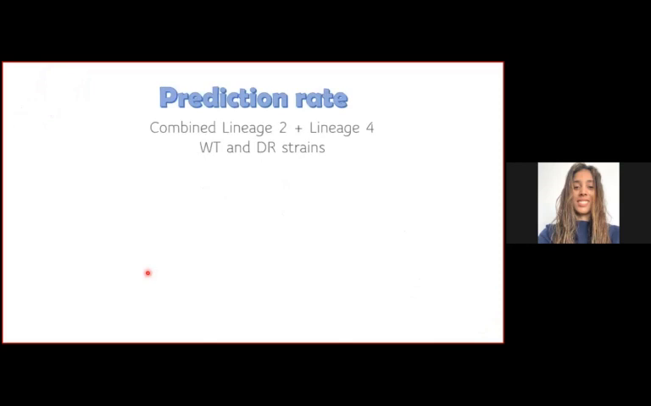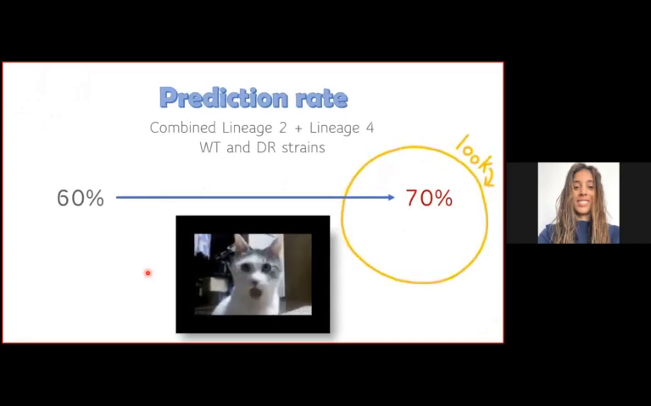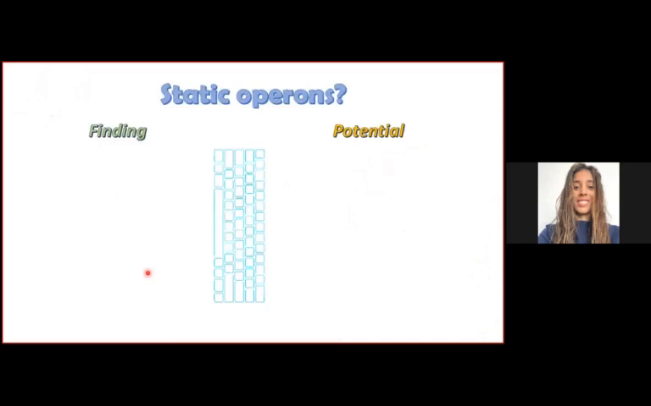So I think one of the first things I want to say is, when we added the lineage 4 strains, we were happy to see that we were also able to bring our prediction rate up from 60% to 70%. So that was awesome. Just wanted to get that out of the way. But why are we interested in static operons?